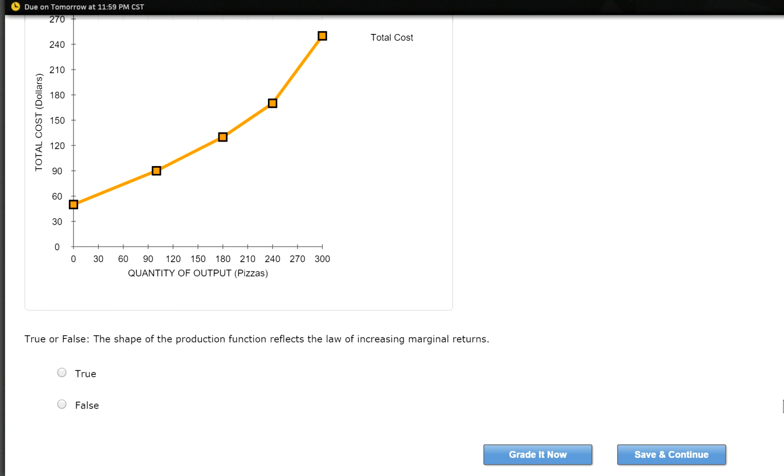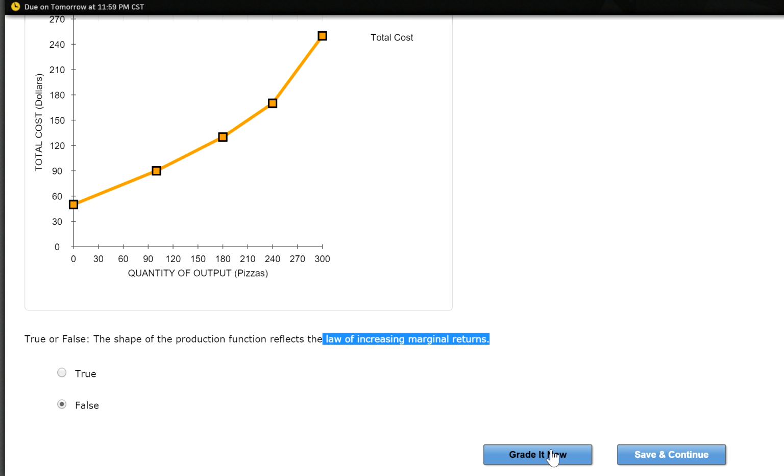And then let's answer the last question. True or false? The shape of a production function reflecting the law of increasing marginal return. Actually, this is going to be false, because if you look at your textbook and at definitions, there is no law of increasing marginal return. This is a trick question. The law should be called the law of decreasing marginal return. Okay, so this should be false.